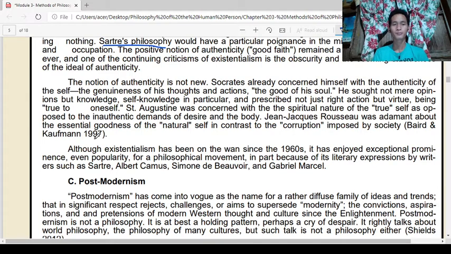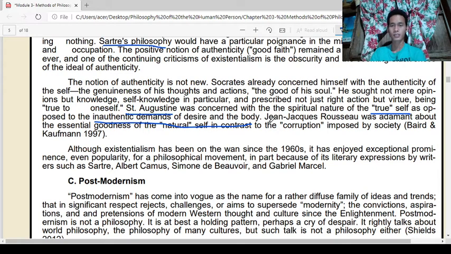For Socrates, the beginning of knowledge is self-knowledge, the same with Plato. And they already concerned themselves with the authenticity of the self, the original self, the authentic self, which is the genuineness of his thoughts and actions, the good of his soul. He sought not mere opinions, but knowledge, self-knowledge in particular. Also, aside from Socrates and Plato, we have Saint Augustine, who was concerned with the spiritual nature of the true self, as opposed to the inauthentic demands of desire and the body.